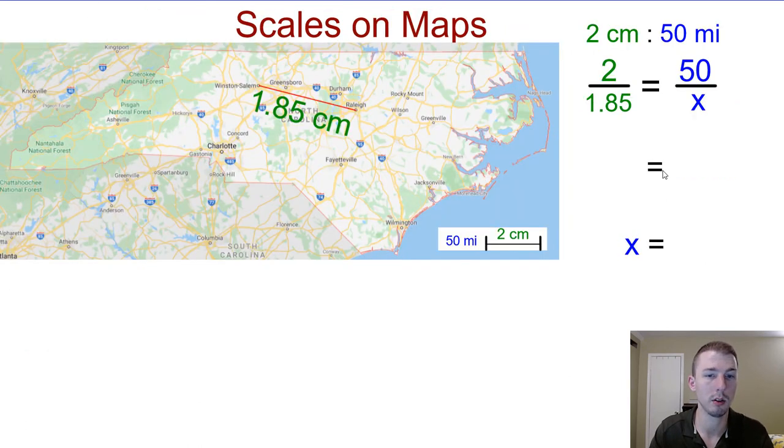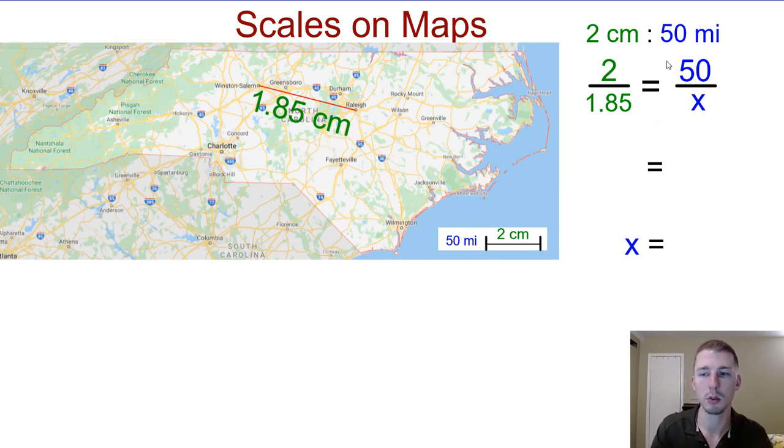We also see scales on maps. So for instance, from Winston-Salem to Raleigh, North Carolina is 1.85 centimeters. I actually found this on Google Maps, so this is true. So 1.85 centimeters, and our scale is going to be down here. So 2 centimeters on the map is going to be 50 miles in the real world. So our ratio is 2 centimeters goes to 50 miles. So we can set up a proportion.